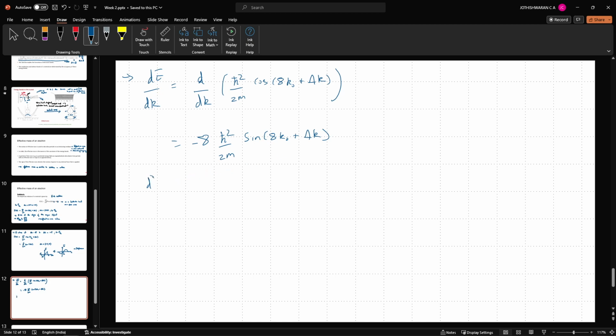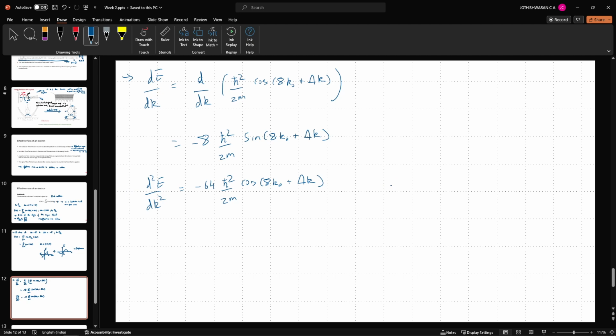And similarly, d squared E by dk squared, again a factor of 8 will jump out, so we will have 8 into 8, that is 64. I could have chosen 4, I don't know why I chose 8, and it doesn't matter. So 64 h squared by 2m, and again we'll get back our cos function, cos of 8(k naught plus delta k).